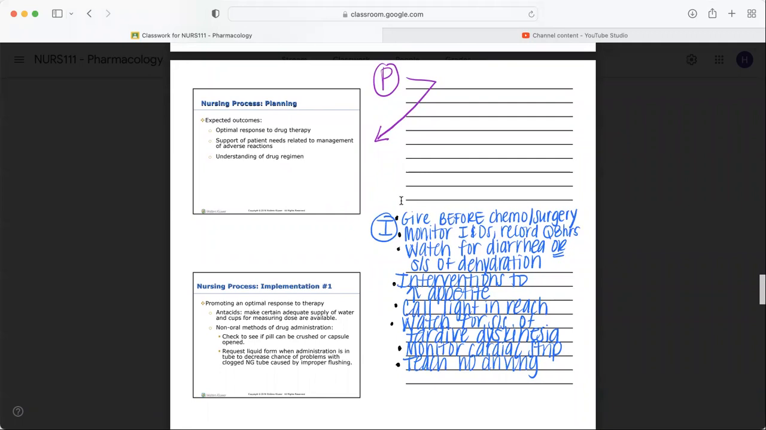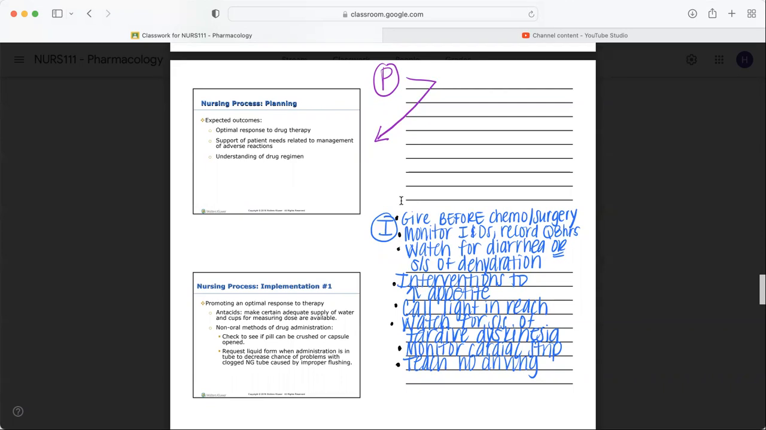And then planning, what do we want to see? Well, we want to see the optimal response, the expected outcome, right? What we want to see from the medication. So if it's an emetic, that's vomiting. If it's an antiemetic, that's the ceasing of vomiting, right? We want to support our patients' needs related to managing those adverse reactions and preventing them if possible. And we want our client to understand and comply with our drug regimen.